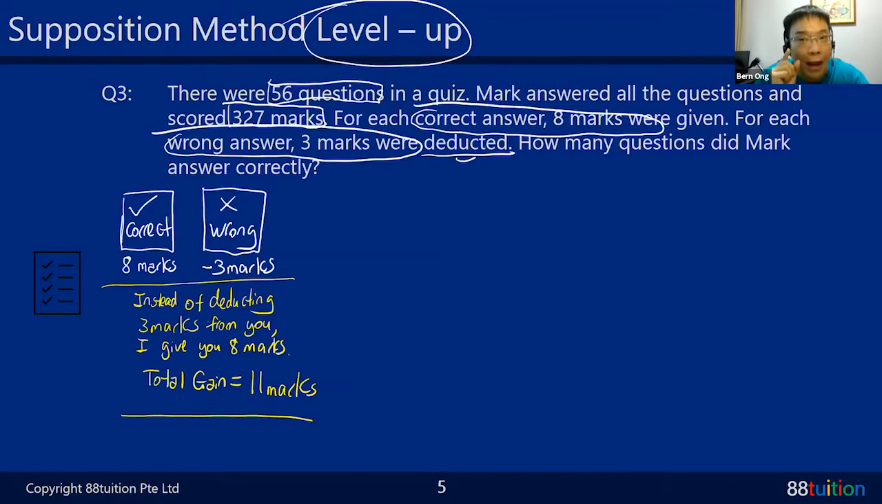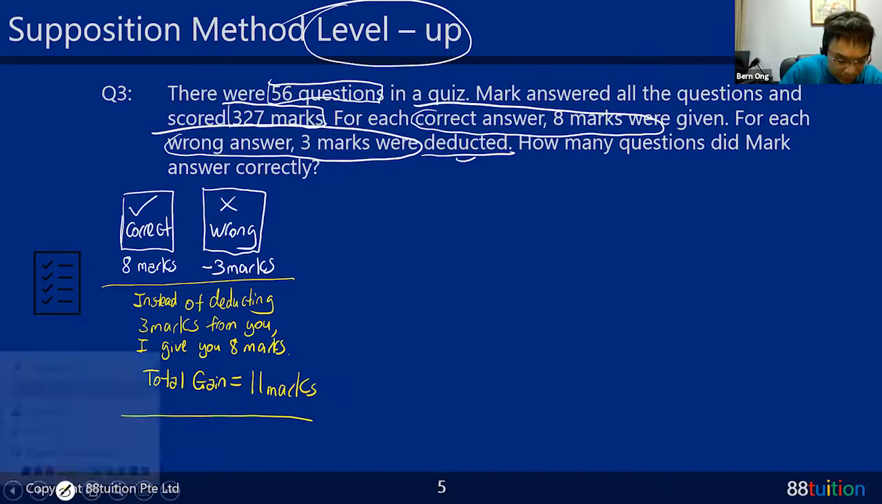So you need to understand this point. Down here, for every wrong question, what happened? You're supposed to minus 3, but I never minus 3. I give you 8 on top of it. So in a way, every wrong question, you get 11 marks. That is important. How come? Let's talk about this question first. Then you learn by example. You look at the flow of the information. Okay, let's take a look at this question now.